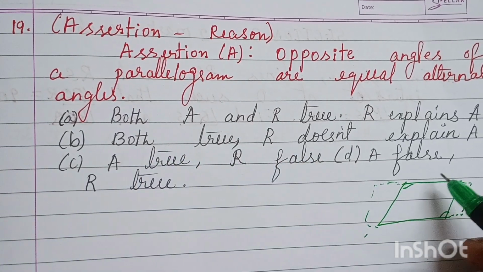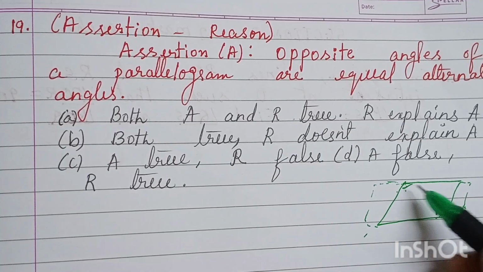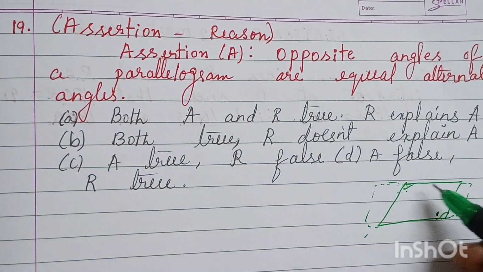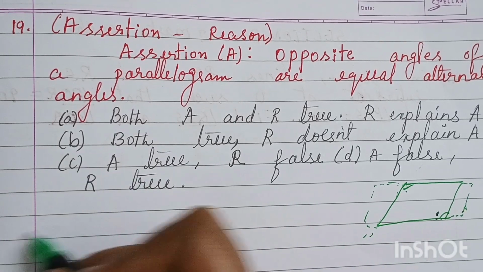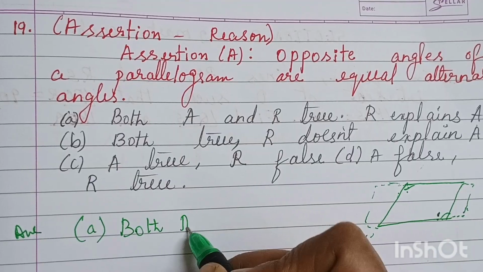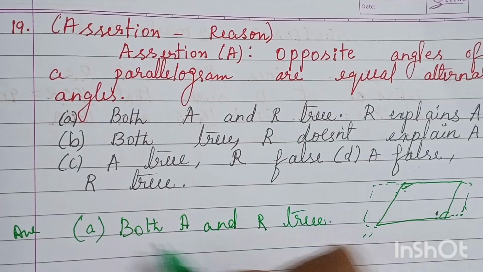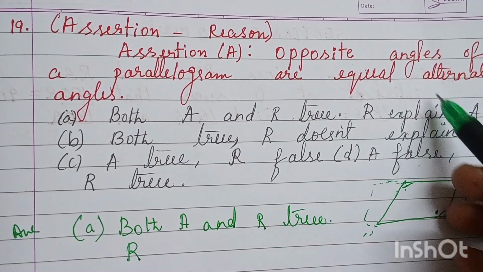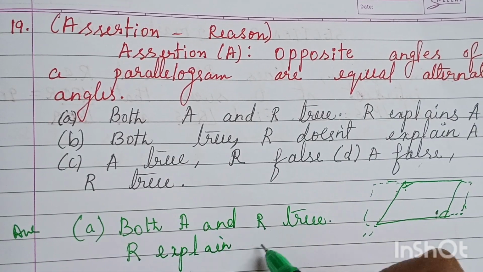In a parallelogram, opposite angles of a parallelogram are equal. Here x degree means here x degree. Here 80 degree means here 80 degree. Opposite angles of a parallelogram are equal and alternate angles. Yes, these are alternate angles because of the transversal line. So the answer is option A. Both A and R true, and R explains A. Assertion is correct, and the reason, alternate angles, is also correct. Reason explains it.